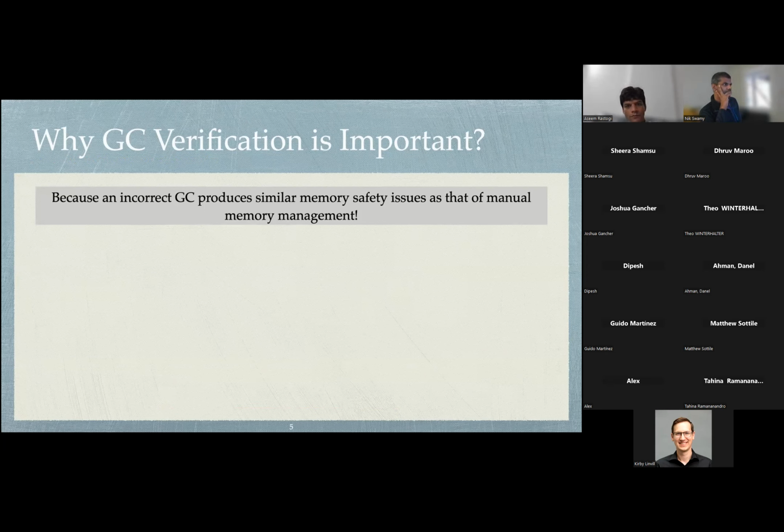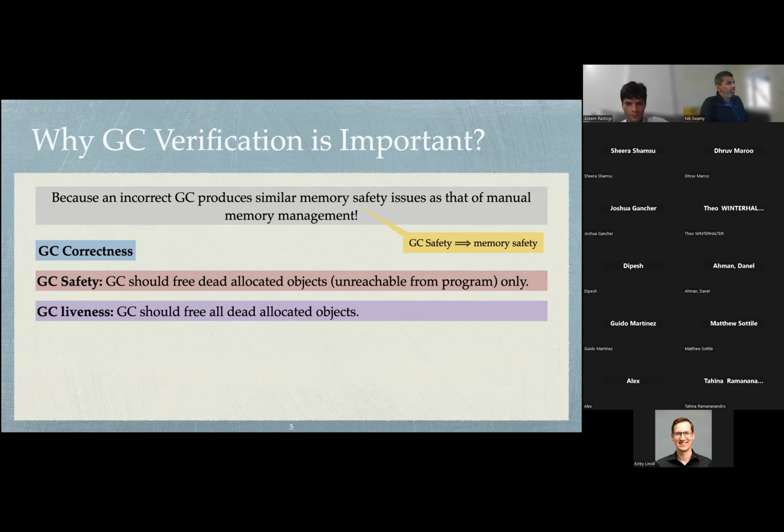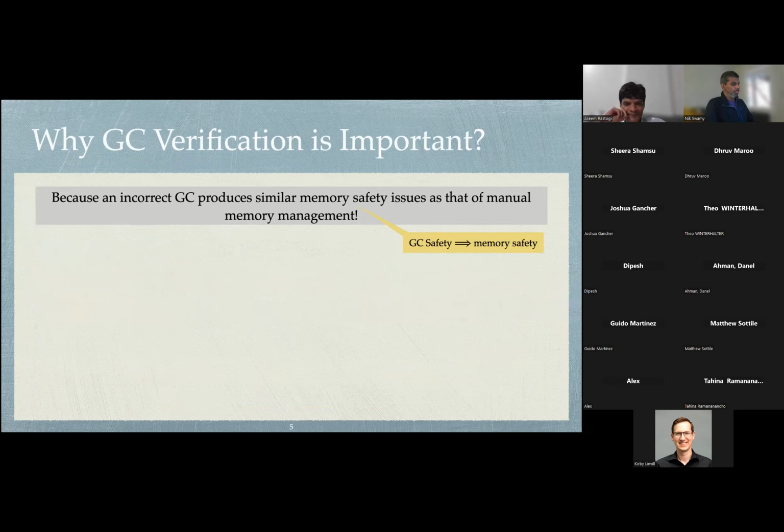In order to say a GC is correct, it has to preserve 2 properties. One is called GC safety. GC safety says that the GC should free only dead allocated objects. Dead allocated objects are those which are unreachable from program variables. GC safety actually implies memory safety. Now GC liveness. GC liveness says that the GC should eventually free all dead allocated objects. So if we properly verify these 2 properties, we can say that the GC does not cause any memory safety bugs.